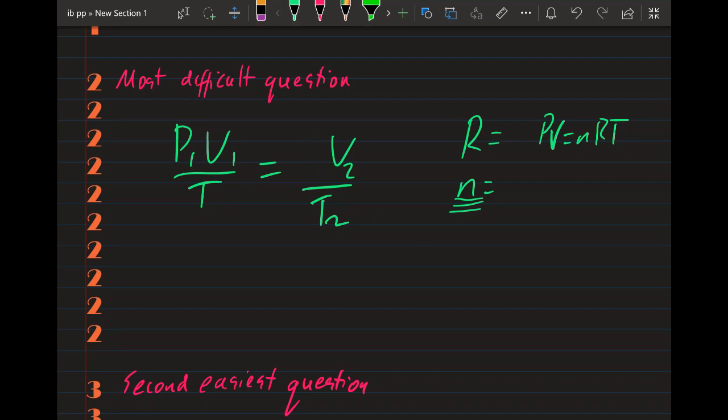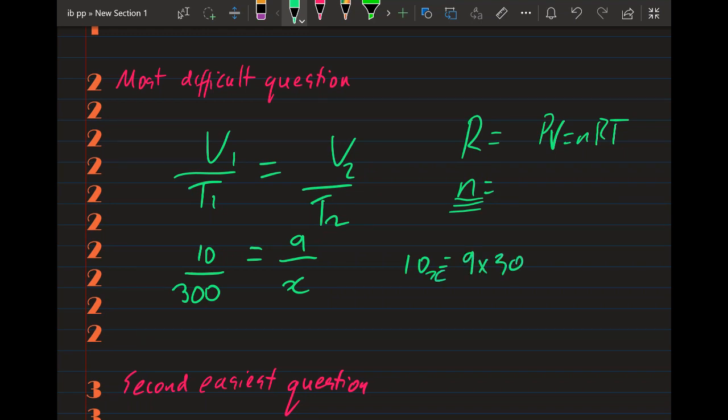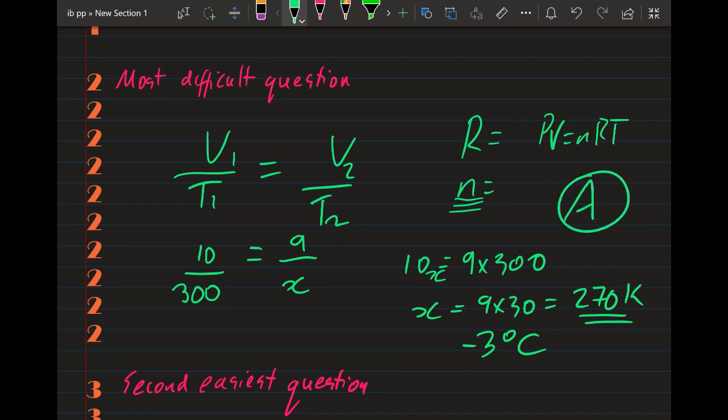Alrighty, so I'm going to take away the two pressures. So the first volume is 10, and the second volume is 9. The first temperature is 300. Don't forget, you're adding 273 for the Kelvin. And my final temperature is x. Okay, so I've got 10x equals 9 times 300. So that's x equals 9 times 30, which is 270. This is Kelvin. All the answers are in degrees C. Oh, so that's going to be minus 3 degrees C. So that's 2A. Oh, that's the hardest one you got? Okay, 2A. Got to convert to and fro with the Kelvin.